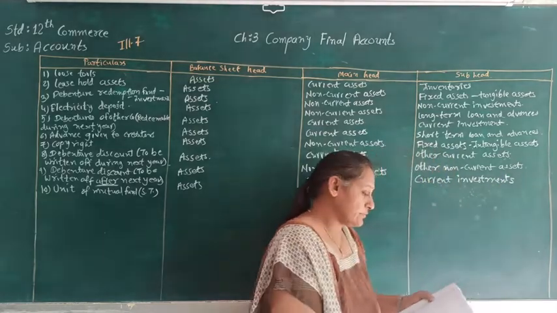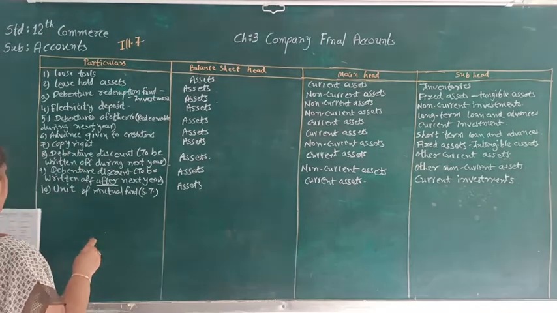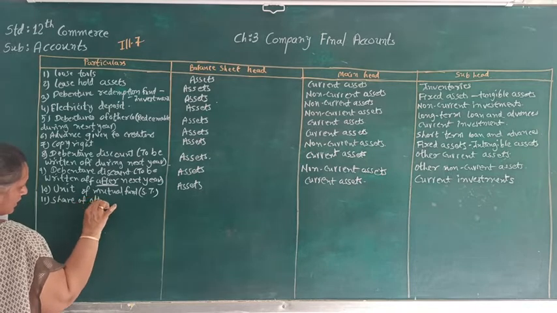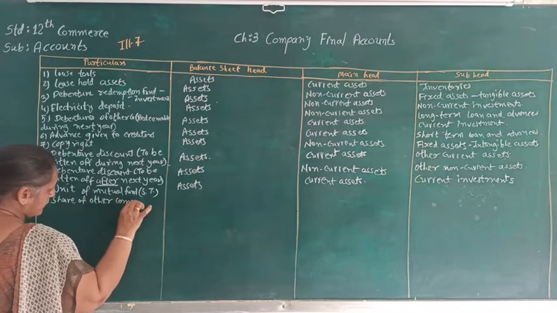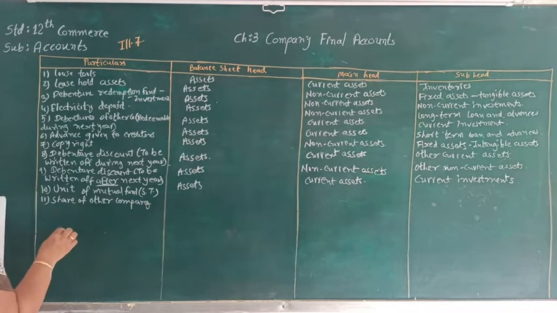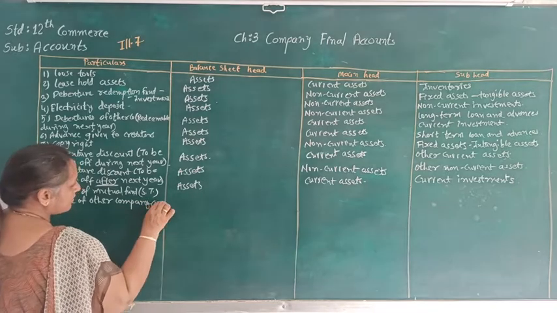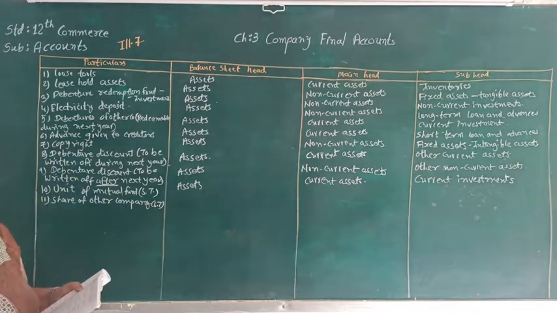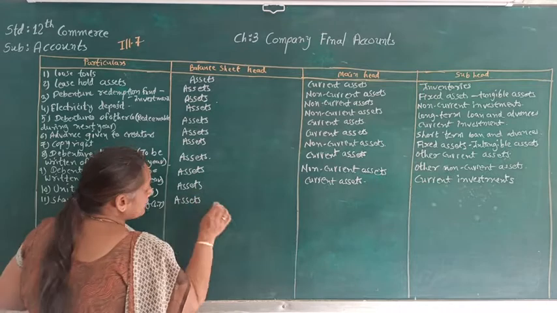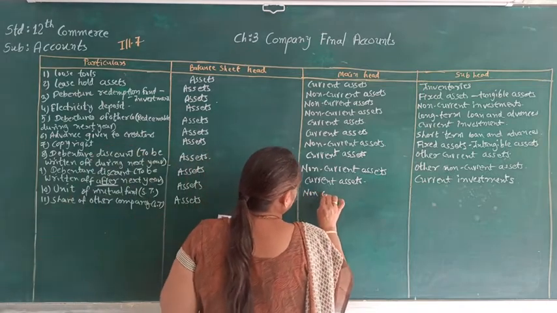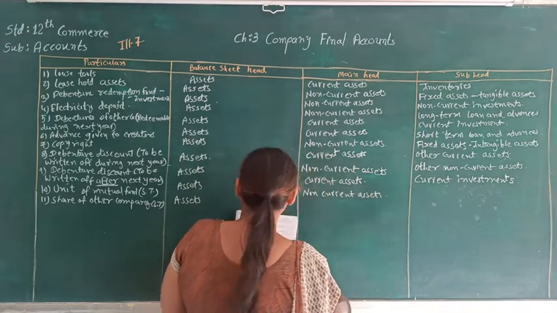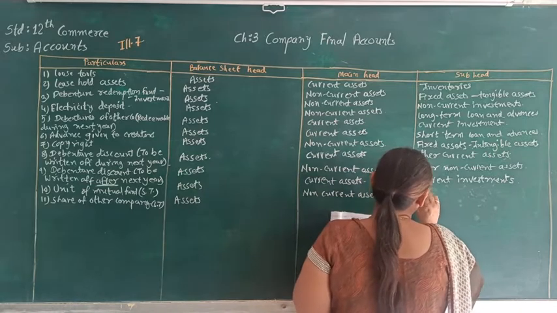Next one is share of other company. The 11th is share of other company, where it is stated that it is for long term. It is already given in the balance that it is for the long term, and as we know, long term means it is a non-current asset. So here again it will be shown as a non-current investment.